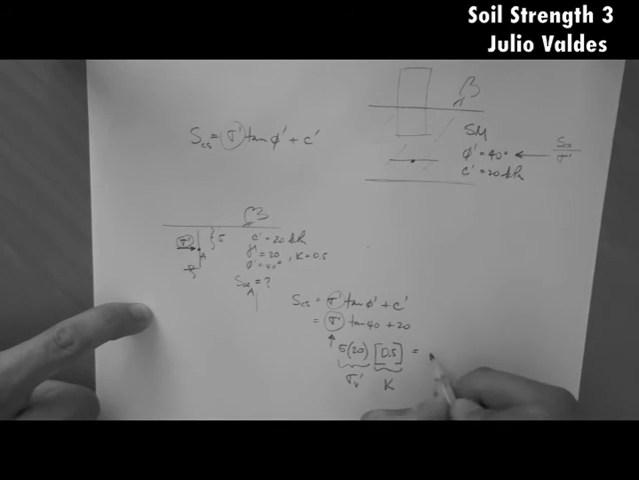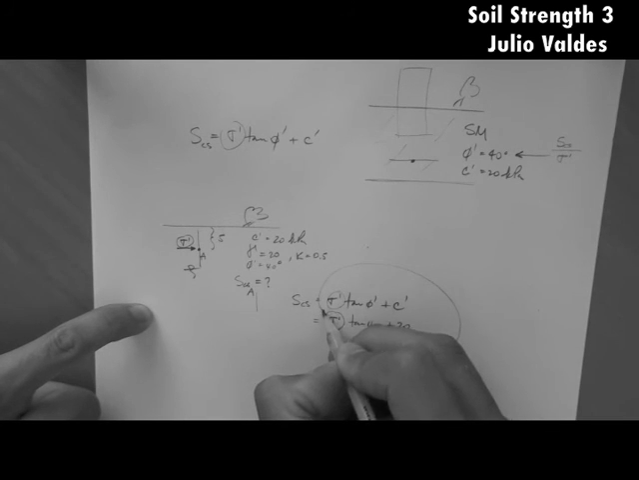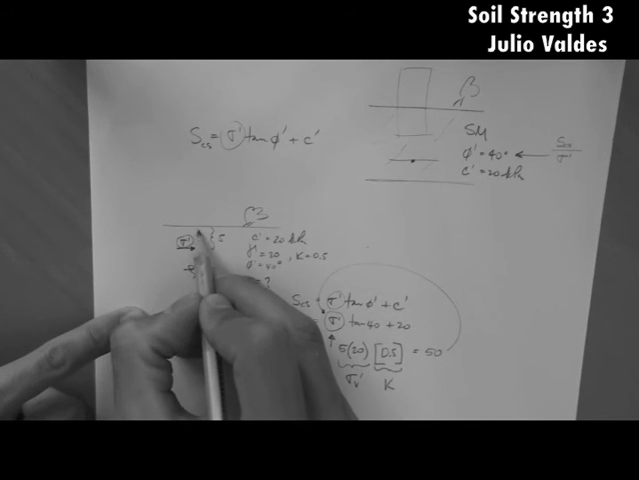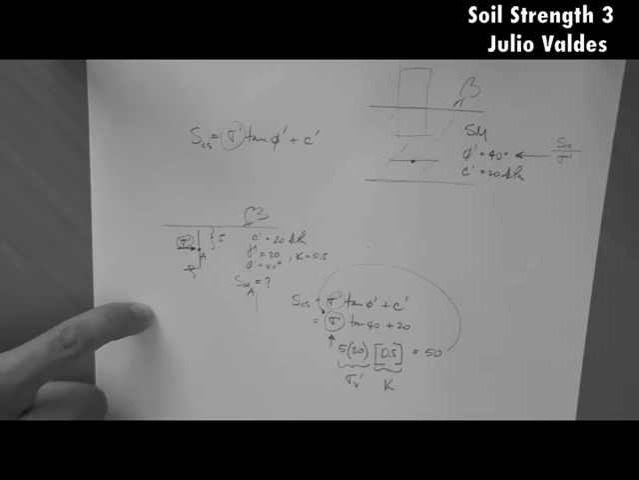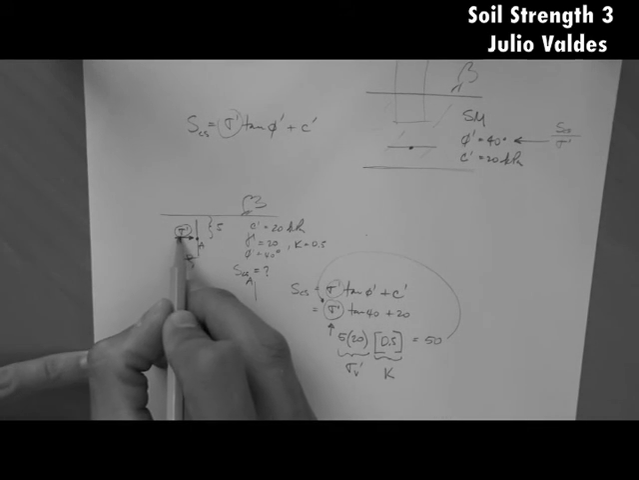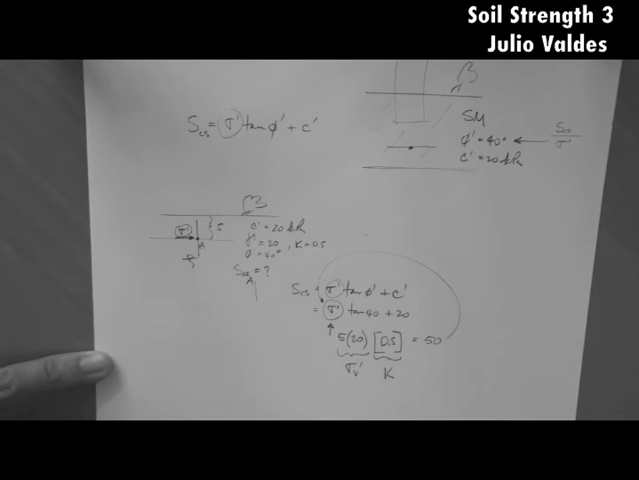So this is 100 times 0.5 is 50. So then, put the 50 here. The strength is 50 times tangent 40 plus 20. That is the strength at point A on this plane. What about the strength at point A on this plane?